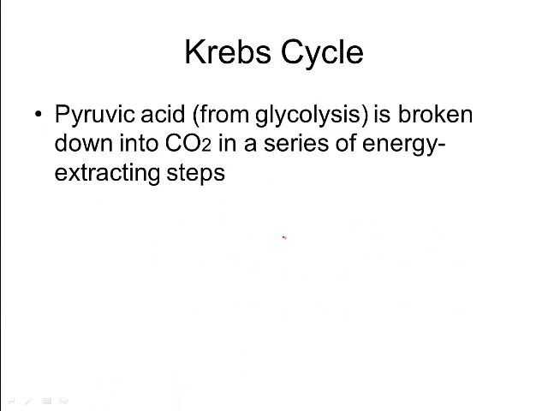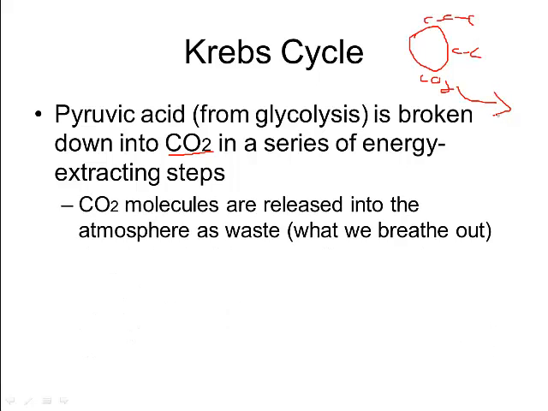In the Krebs cycle, remember that pyruvic acid that we had from glycolysis is going to enter into the mitochondrion, and it's going to get broken down into carbon dioxide in a series of energy extracting steps. So basically, those pyruvic acid molecules are going to move around what looks almost like a cycle. As they move around that cycle, they start out as a 3-carbon molecule, and then they'll get broken down into a 2-carbon molecule, and then they'll get broken down and they'll have 1 carbon left, which will combine with some oxygen, and that will make our CO2. And that CO2 is what we actually are going to release as waste when we breathe out.